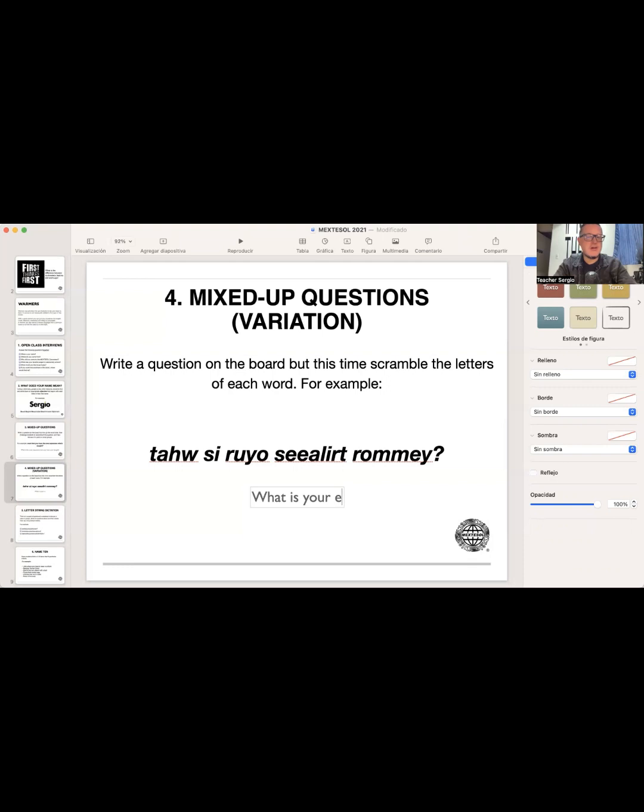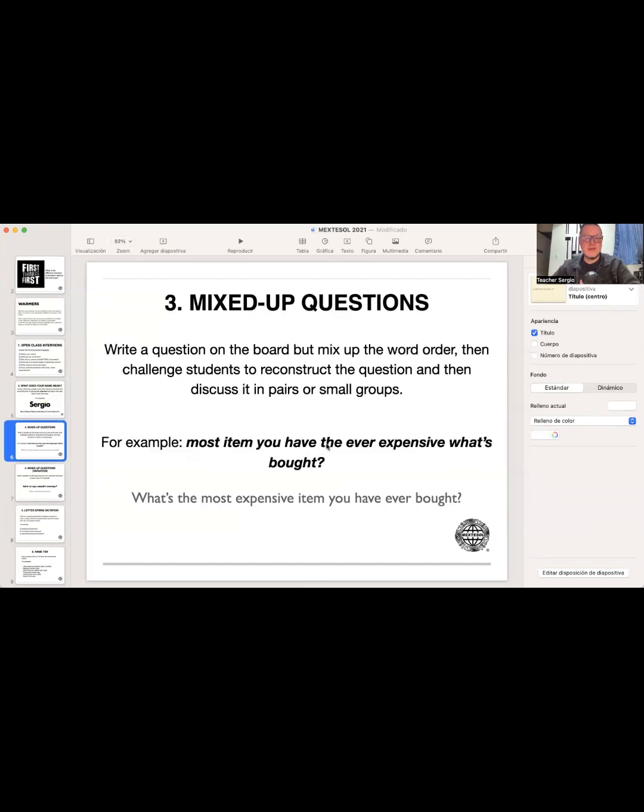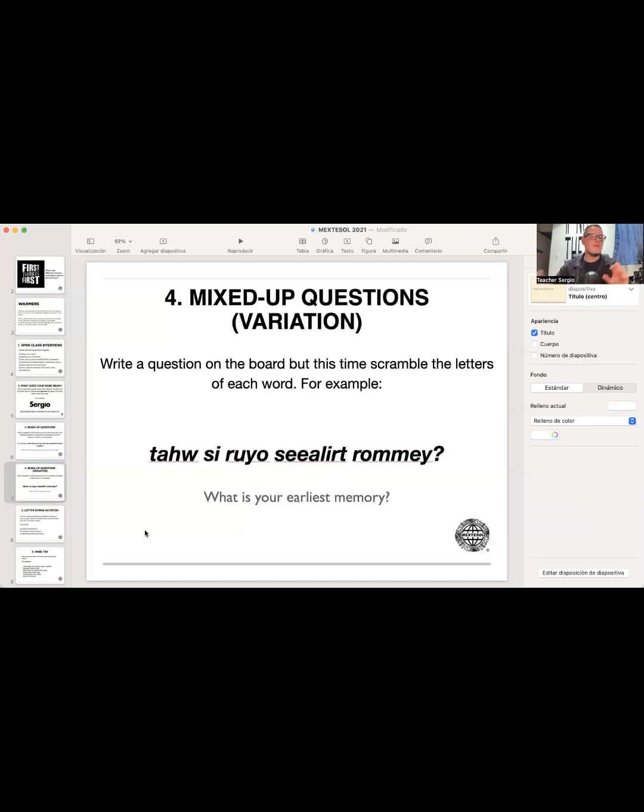So the question right here goes like this. What is your earliest memory? This is the question. So again, as you can see, probably it is a more basic activity because the only thing they have to do right now is sort out the question, put it in order. In this one, they don't really have to put it in order, but now they have to rearrange the words and unscramble the letters to make it work. And in this case, the question is, what is your earliest memory?